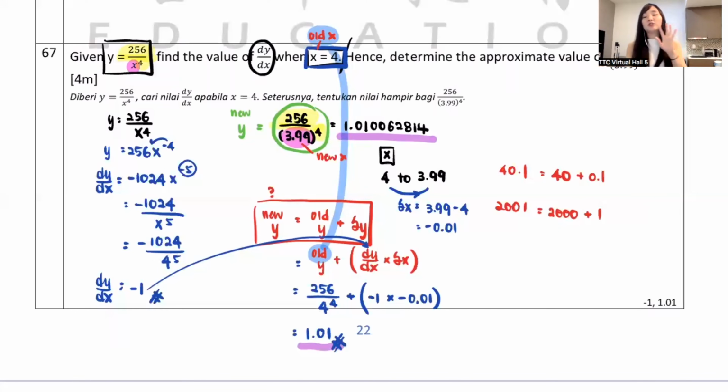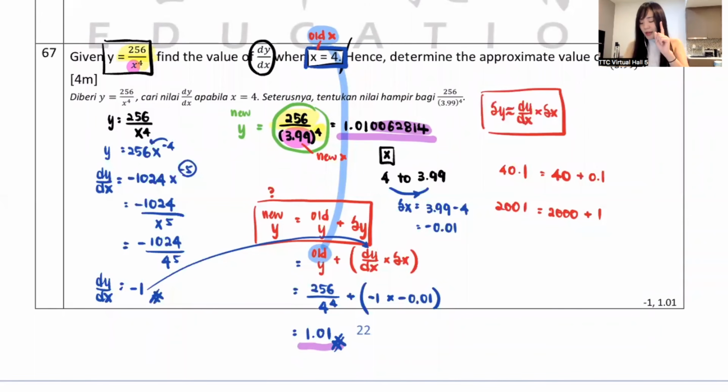Then maybe next students will ask me, teacher, but you get 1.01. Calculator is 1.010062.814. Why the back part is disappeared? That's why I need to tell you. Remember or not, I told you guys, the delta y equals to dy dx times delta x. I always tell you they are not equal. They are actually wave. Wave means what?